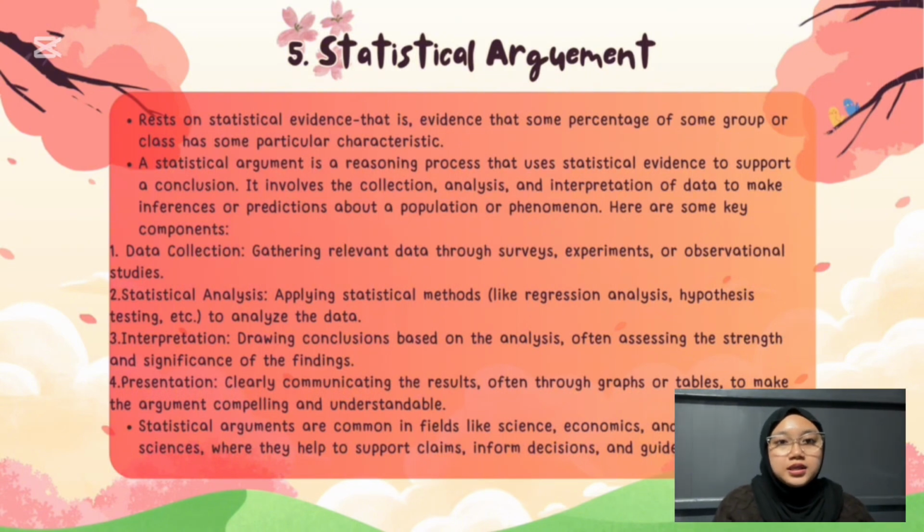Next, what is a statistical argument? A statistical argument rests on statistical evidence, meaning it uses data to demonstrate that a certain percentage of a group or class exhibits a particular characteristic. This type of argument is a reasoning process that involves the collection, analysis, and interpretation of data to draw conclusions about a population or phenomenon.